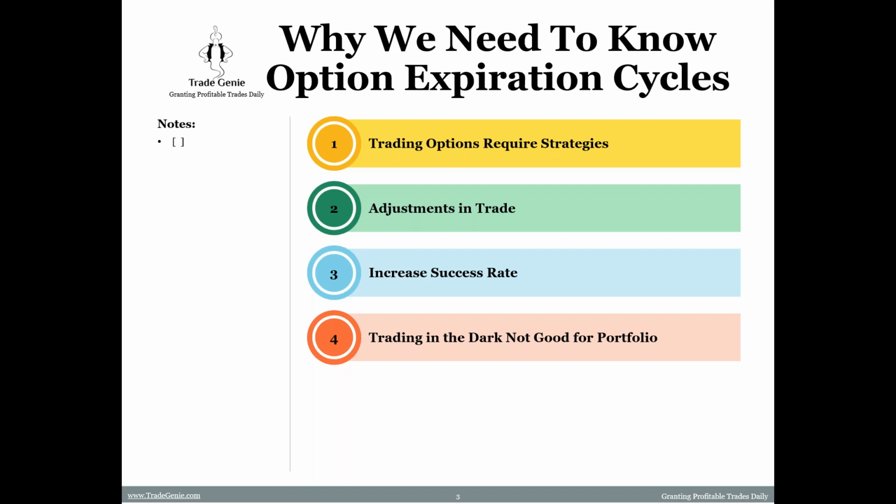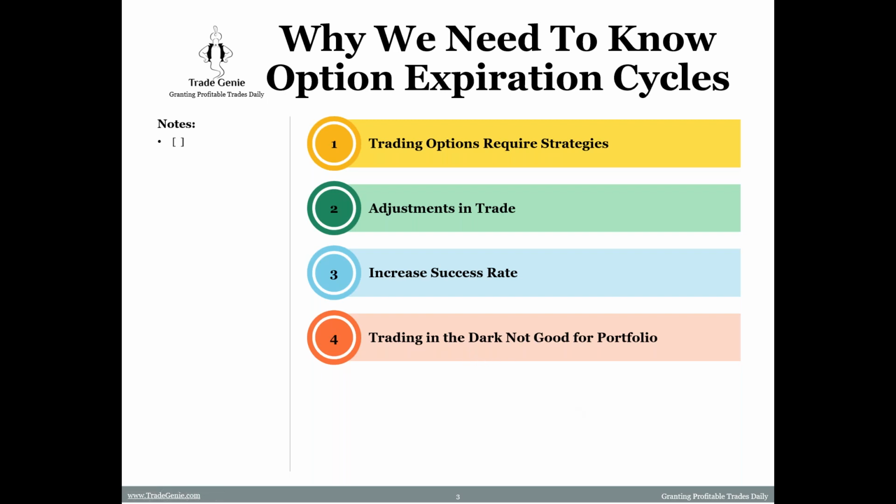Let's say we are in March and we are in a trade, and the current month is March. It helps us to know which month they will open. So in the chain, you will suddenly see a new month is added. How is that added? If we know the option expiration cycle, it increases our success rate, so we can figure out what our next step should be. We're not trading in the dark, which is not good for the portfolio.